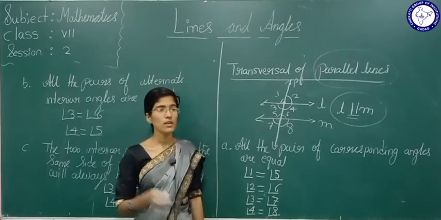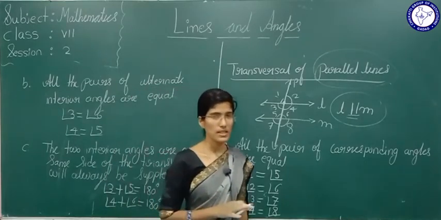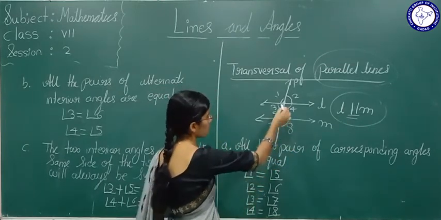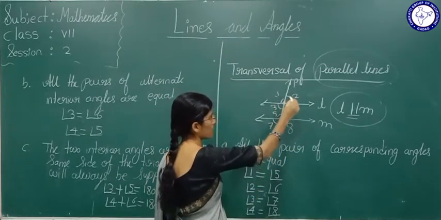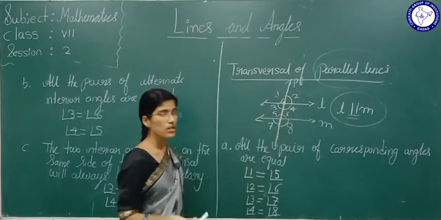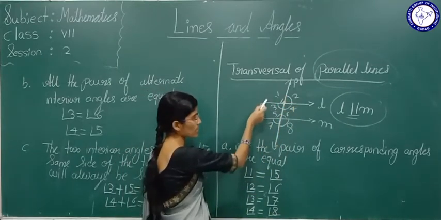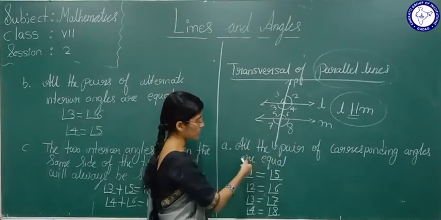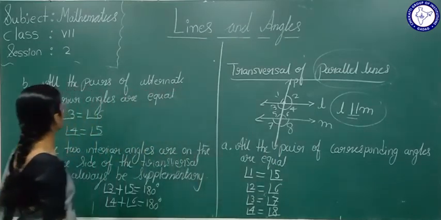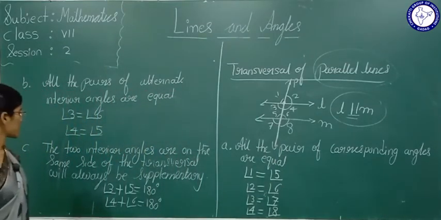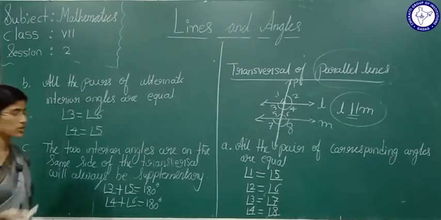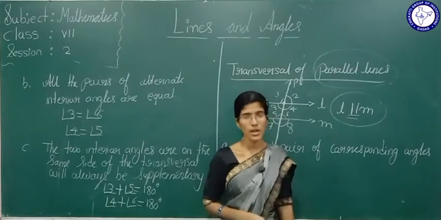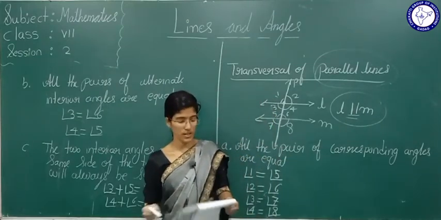So if two parallel lines are there, and a line intersects these two lines at different points, we know that 8 angles are going to form. So when these two lines are parallel, at that time this property will hold. What is that? All the pairs of corresponding angles are equal. All the pairs of alternate interior angles are equal. The two interior angles on the same side of the transversal will always be supplementary. Okay, this you have to remember. This is very, very important.